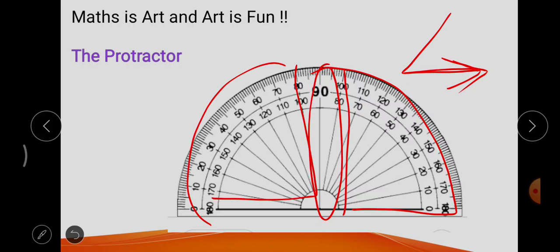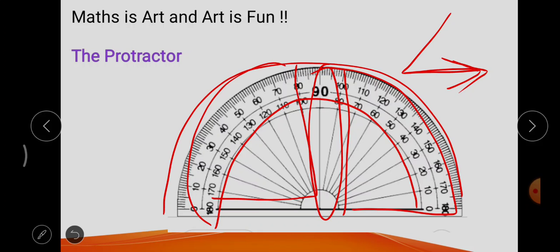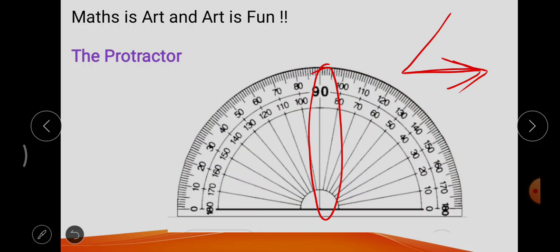You can see over here 0, 10, 20, 30, 40, 50, 60, 70, 80, 90, 100 till 180 over here, and from here also it's 180. But 90 is not written twice, it's only written once, because this protractor is divided into 180 equal parts.